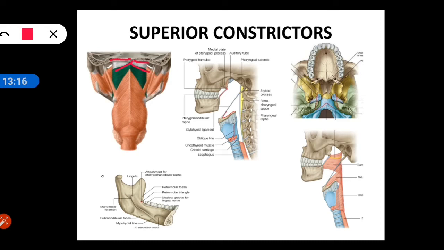Now, the middle fibers of the superior constrictor muscle pass horizontally backwards and they are inserted into the median fibrous raphe. The lowermost fibers pass downwards and backwards and they are reinforced by the middle constrictor muscle. They pass down up to the level of the vocal fold. So that is about the origin and insertion of the superior constrictor muscle.